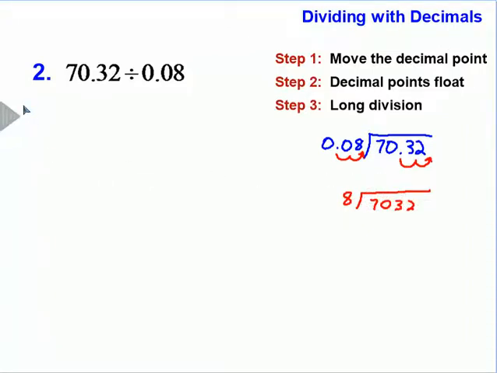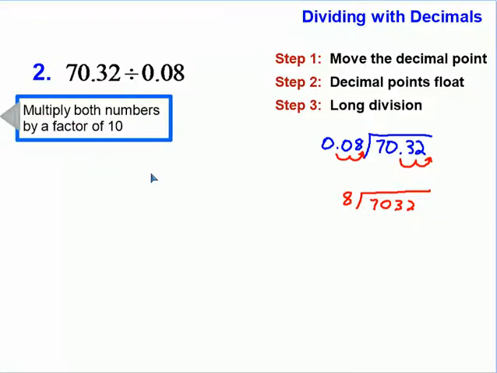But why does that work? Well, what we're doing is we are multiplying by a factor of 10. In this case, we're multiplying by 100. 0.08 times 100 is 8. 70.32 times 100 is 7,032. So why does that work? Or can we prove that that does work?